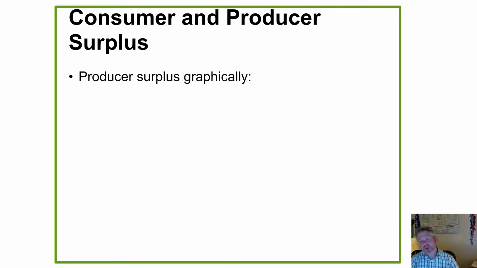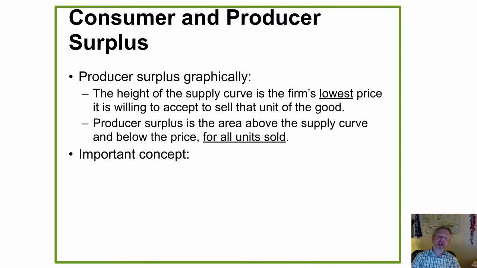What is producer surplus graphically? Well, the height of the supply curve is the firm's lowest price it's willing to accept to sell that unit. So it's the willingness to sell for everyone. Again, when we introduced producer surplus, I only had 3 people, and so we kind of had this stair-step supply curve. But now we're going to assume lots and lots of sellers in this market, and so we're going to get a nice smooth supply curve, and that supply curve represents the willingness to sell for each unit of the good. So the willingness to sell for that first unit is very low.